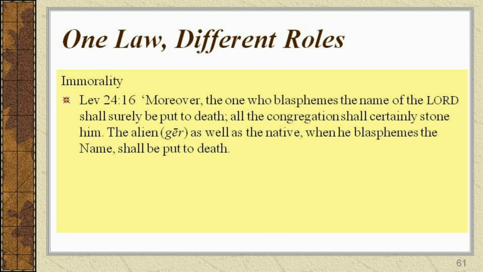The next commandment is found in Leviticus chapter 24, verse 16, where God said to Moses, "Moreover, the one who blasphemes the name of Yahweh shall surely be put to death. All the congregation shall certainly stone him. The alien, as well as the native, when he blasphemes the name, shall be put to death." This general law is an extension of the third commandment, and another example of the death penalty being imposed for breaking one of the 10 commandments.